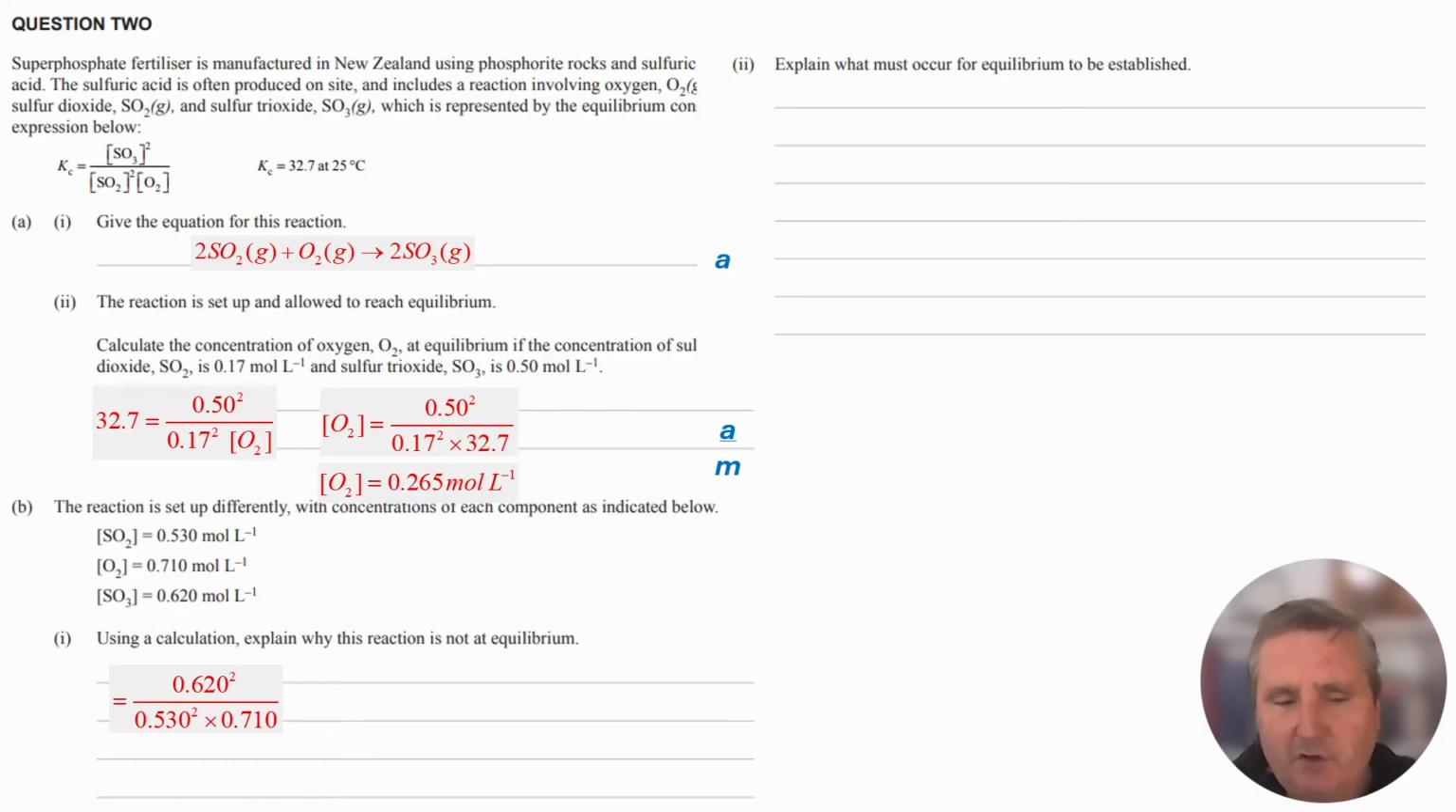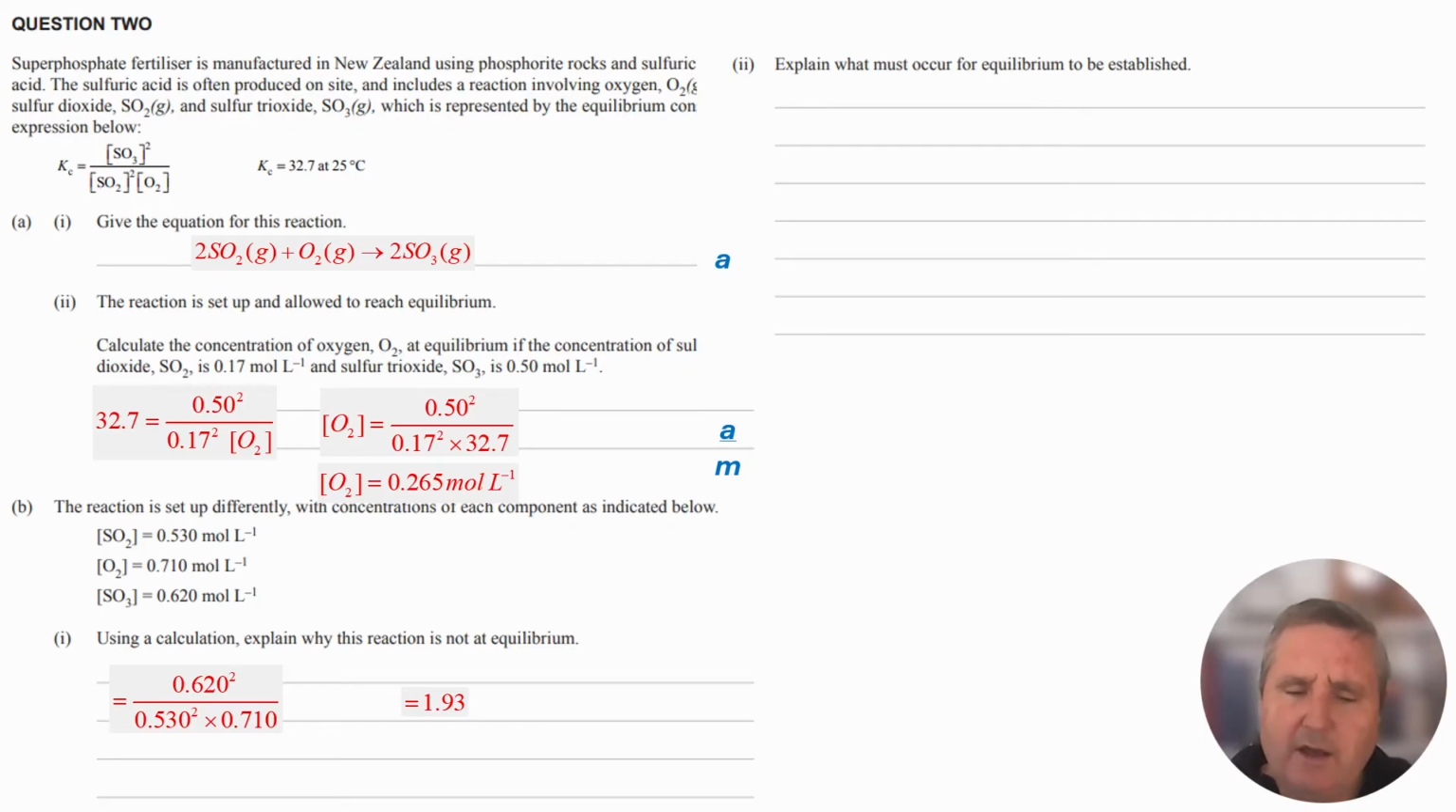So I've substituted in the sulfur trioxide at the top, the sulfur dioxide at the bottom, and the oxygen at the bottom, and then I've carried out the calculation. And the calculation that I get, the answer is 1.93. No unit. Now we need to compare this to the Kc. Does this equal the Kc? No, it doesn't. We expected that because that's why they gave us the question.